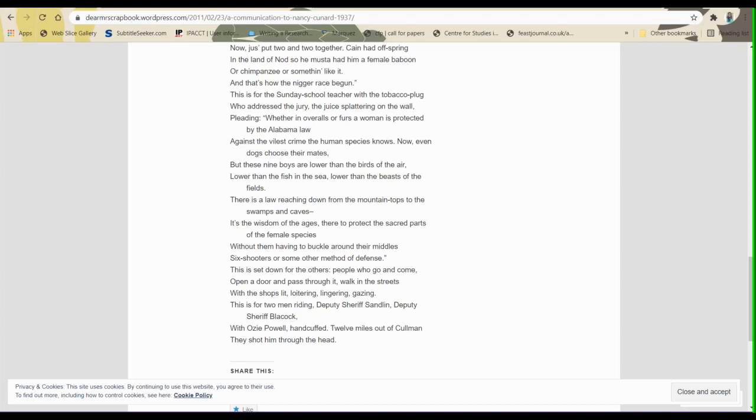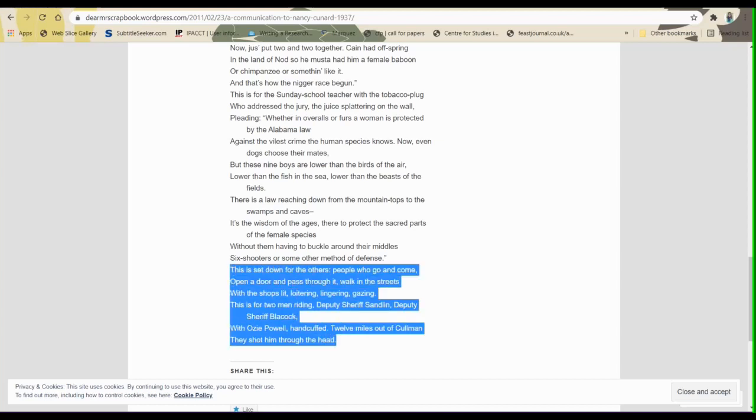If you look at how the poem ends, it conveys the pathos of the scene very vividly. So this is set down for the others. That is, the poem begins that this is not a poem for the abandoned. So the poem is addressed to whom? This is set down for the others.